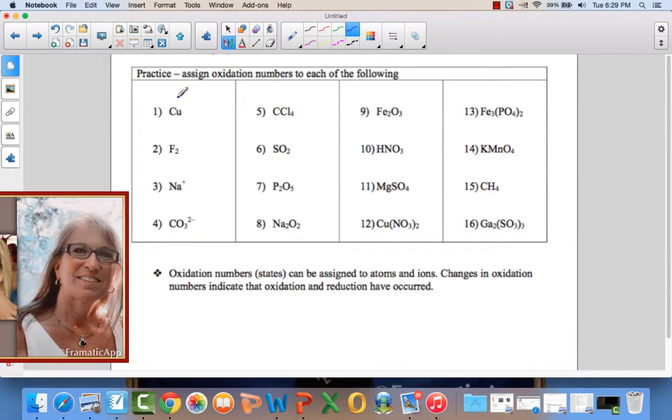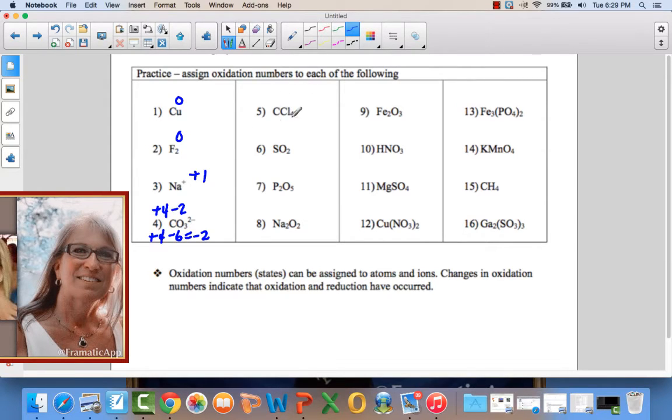So Cu's by itself, it's 0, F2 is 0. This has got a charge, so it's simply the charge, which is +1. Now here we have to assign to each individual one. Since this is an ion, remember it's going to equal -2. Oxygen is -2. There's 3 of them. That gives me a net -6. -6 and what is a -2? That would have to be +4. So your carbon is +4.